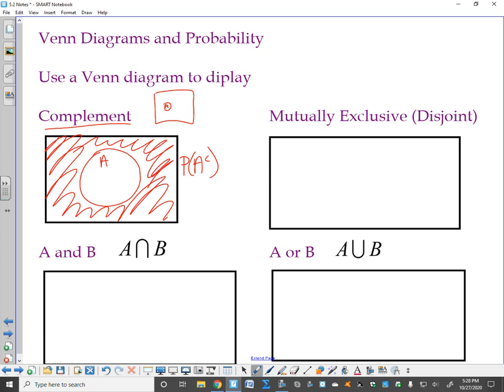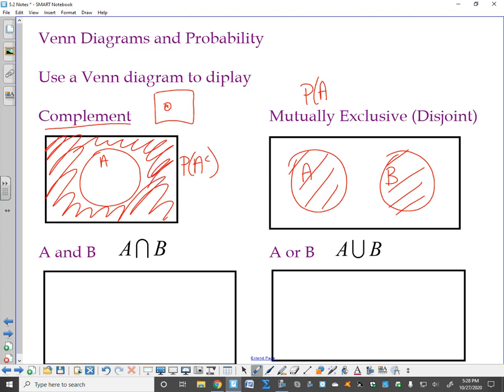What is shaded represents the complement of event A. Okay, mutually exclusive or disjoint. Well, I have to have two events for this one, event A and event B, but they can't have anything in common. So event A and event B's bubbles can't overlap. So here's event A, and here's event B.